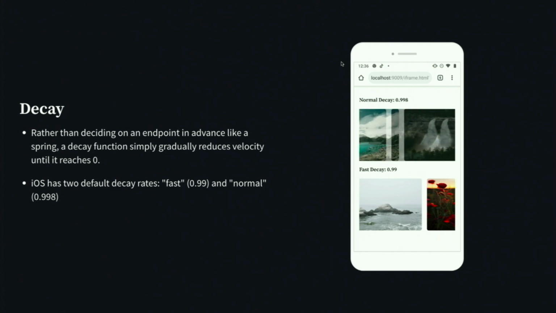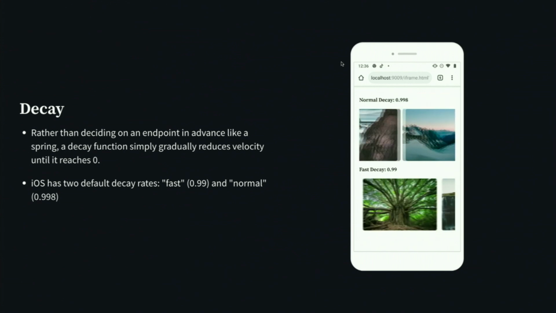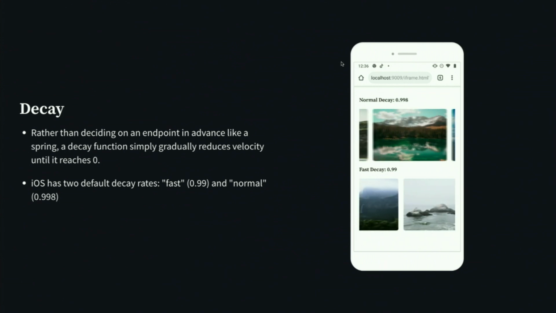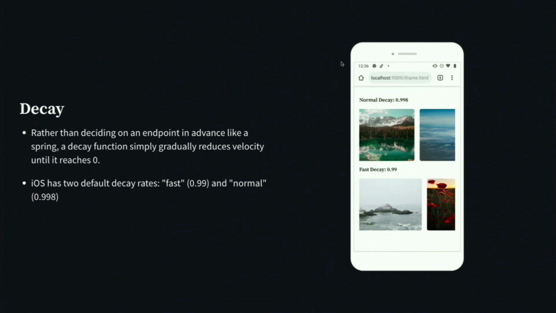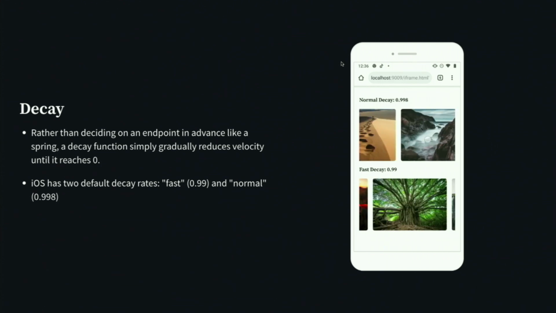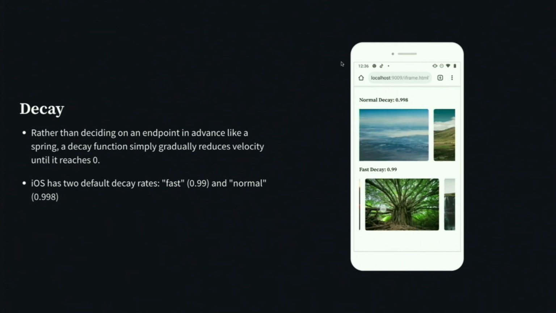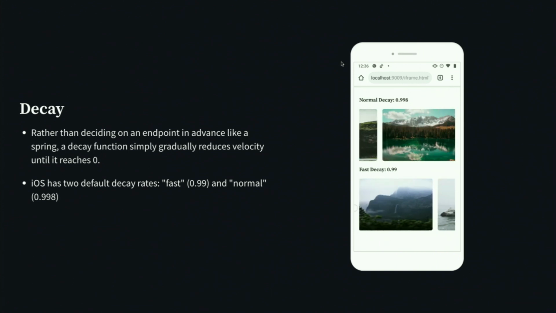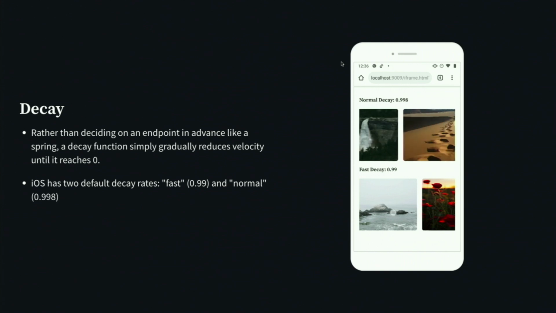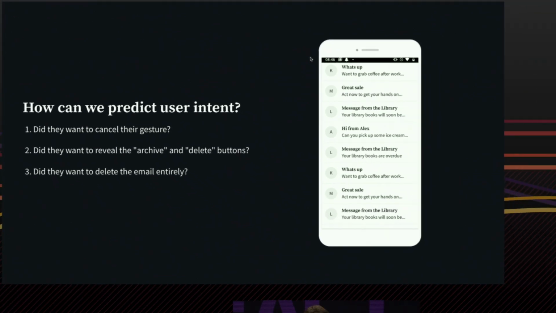But yeah, how is this implemented? Momentum scrolling uses decay. I've used easing functions before for animations, I've used springs, but decay was a new concept for me. Rather than deciding on a fixed endpoint, what decay does is every frame reduces the velocity until the component comes to a stop. And iOS has two default decay rates that you see on the right. There's normal, which really takes a long time to settle, and fast, which is a little bit shorter. So we can use this idea of decay to predict what our users intended.